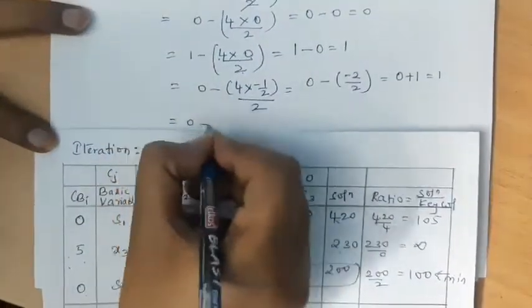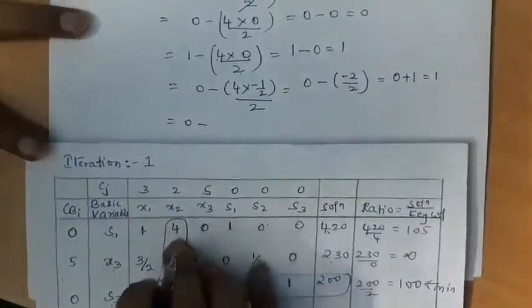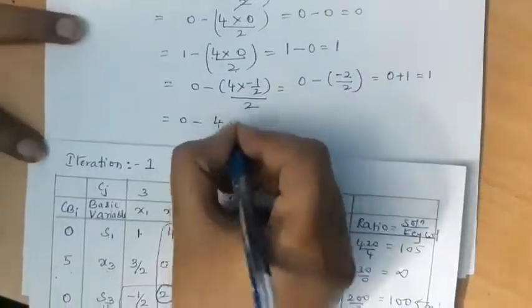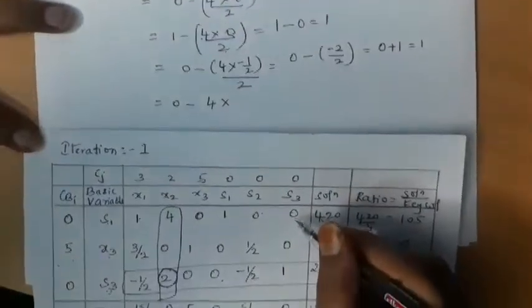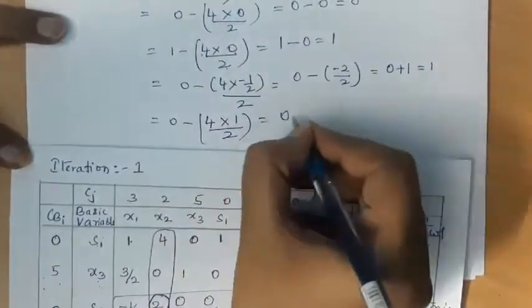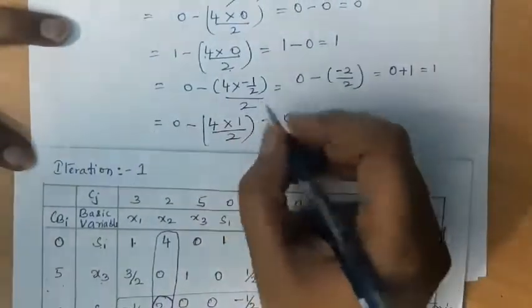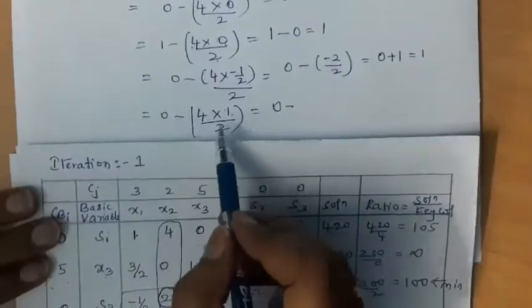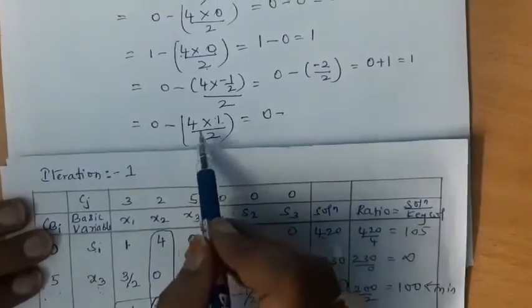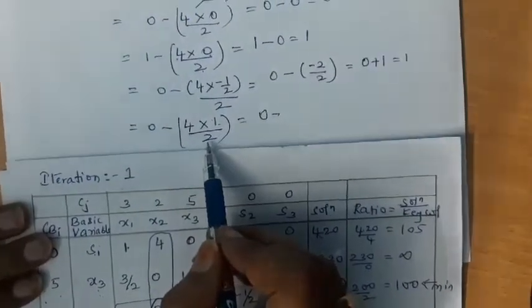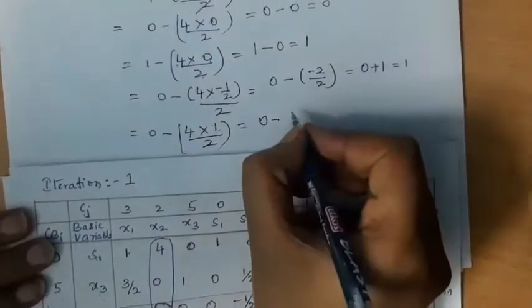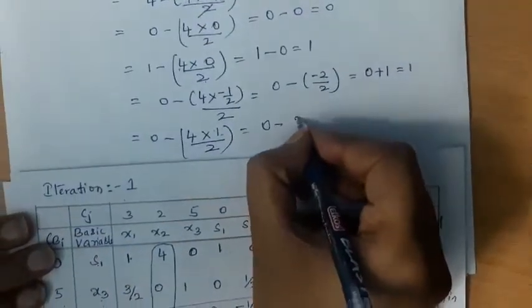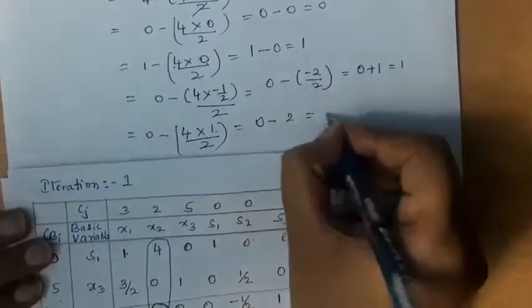Next, the old value is 0. So write down 0 minus the corresponding key column value, which is 4, into the corresponding key row value, which is 1, divided by the key value, which is 2. That is equal to 0 minus, so here we get 4 into 1 divided by 2, that is 4 by 2. So that is equal to 2. So 0 minus 2, we get minus 2. So assign this minus 2 here.